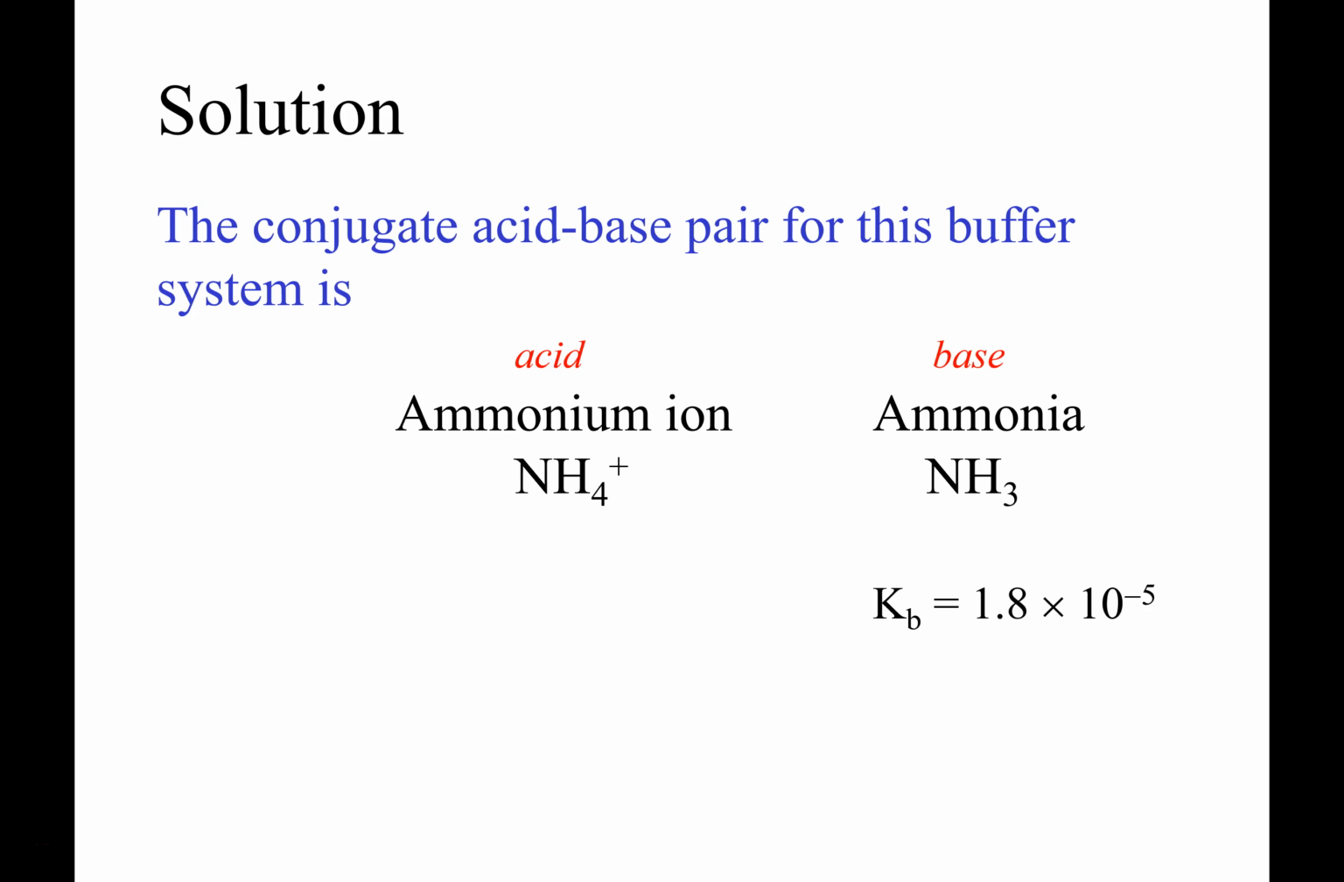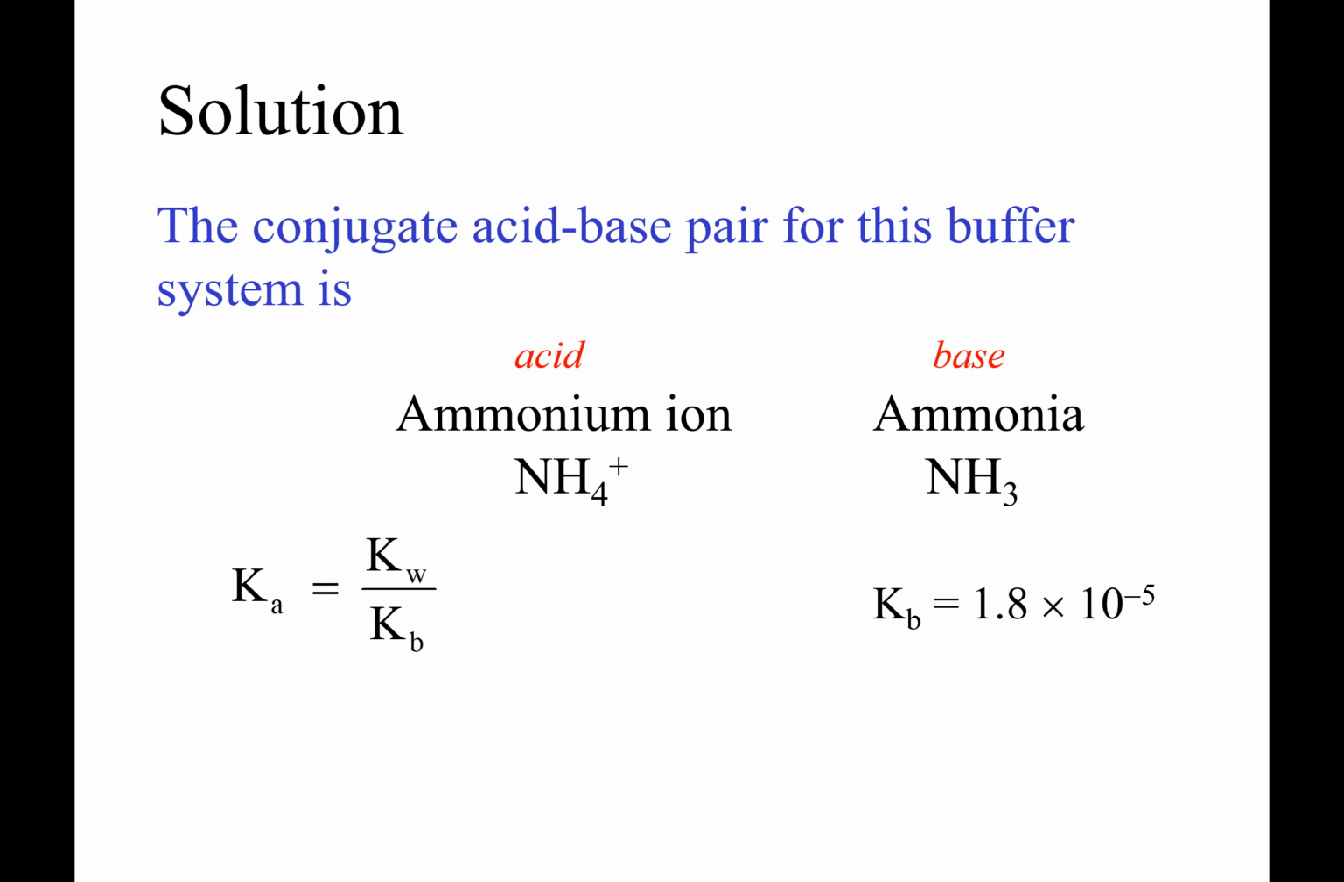All right, so our buffered solution is going to be made of the NH3 that's already there and the NH4 plus that I'm going to form by reacting with HCl. Now, the Ka, or the pKa that I need in my Henderson-Hasselbalch equation, I need a Ka. We don't have a Ka for NH4 plus, but we have a Kb for NH3. So this is where we get to do that trick.